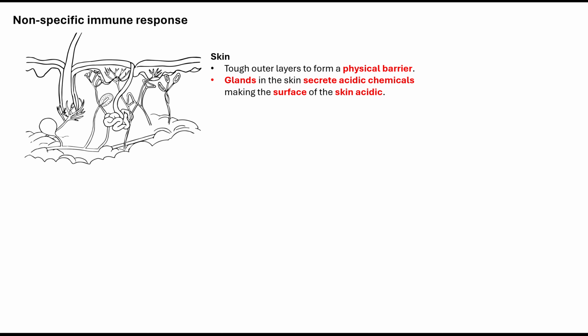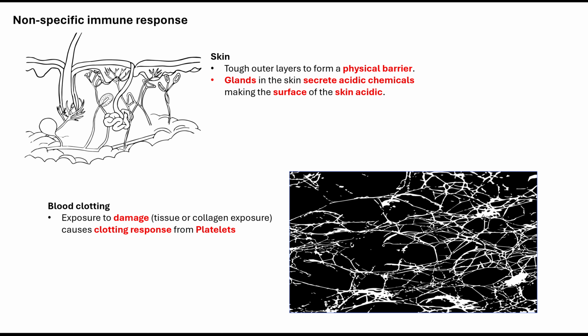Now the next way is what happens if we actually damage our cells or we damage inside. So the next part is called blood clotting. If there is any type of damage, whether that's your tissue or collagen that's been exposed, that's going to cause a clotting response from your platelets. Now this is a coordinated response because you don't want to have your blood clotting at the wrong points, because if your blood clots, it therefore creates a blockage and stops your nutrients and the oxygen from being able to be transported to the places where it needs to go. So it's important that this clotting process is only done when it is required.